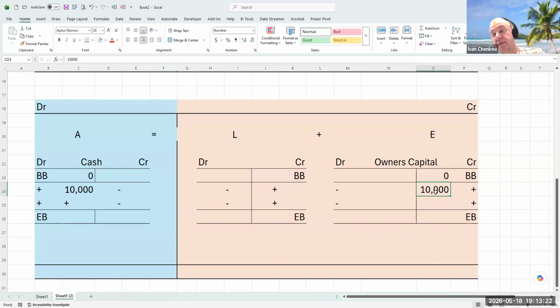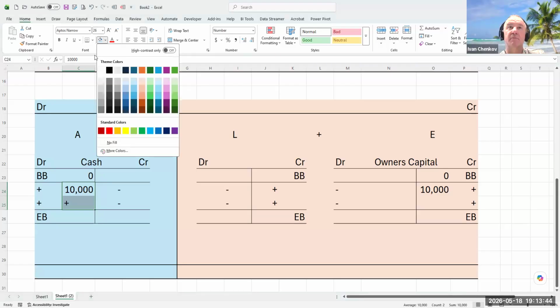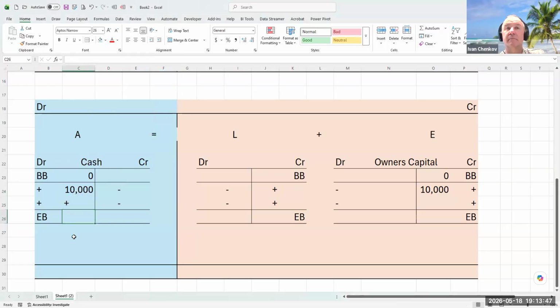So every time the owner invests capital, his account is going to go up, and now the business owes money to the owner. But since he put it in the business, the cash is going to go up, which is going to help the business start operating because now the business has cash. And then we can add another account and another account and another account.